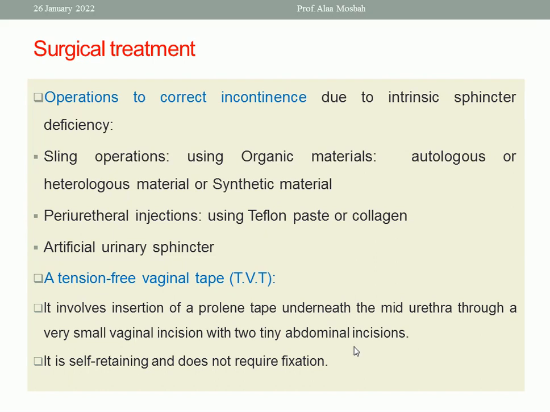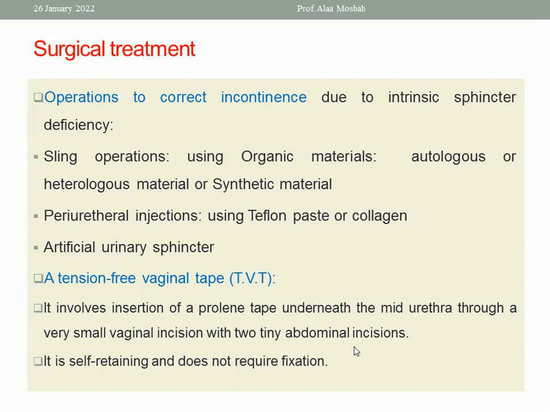Or sometimes you need an operation to correct incontinence which happens due to intrinsic sphincter deficiency by using a sling operation, and you can use either organic material, autologous or heterologous material, or synthetic material. Periurethral injection can be done using Teflon paste or collagen, or doing an artificial urinary sphincter.